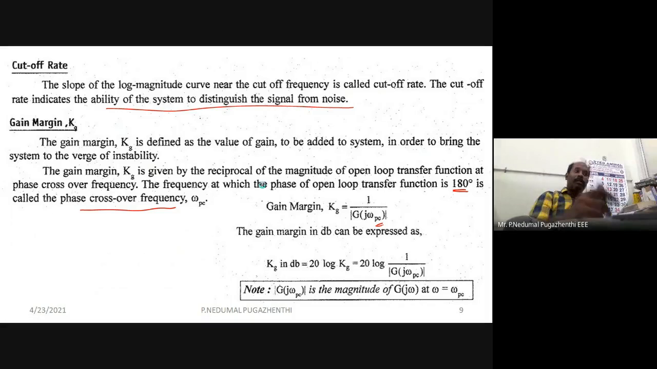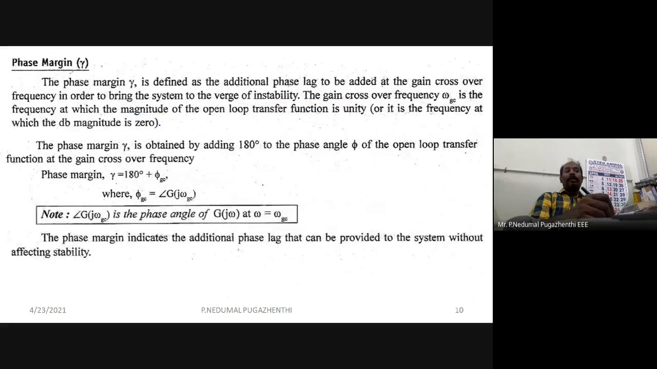The same way, this is phase margin. That is gain margin, this is phase margin. It tells how far your phase can be varied when you change your omega value to keep your system inside the stable limits. Generally, this is represented by the formula gamma equal to 180 plus phi gc, where phi gc is the angle at the gain crossover frequency.